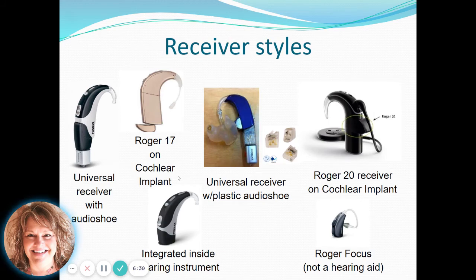There are different receiver styles. You have a universal receiver that attaches to a hearing aid. It's this little silver piece. It needs to have a special audio shoe connected to their hearing aid. There's a Roger 17. This is actually for a cochlear implant. It slides onto the bottom. There's another universal receiver that has a little plastic shoe and then has the receiver. There's a Roger 20. This is used for a cochlear implant, and it's this little black piece here.